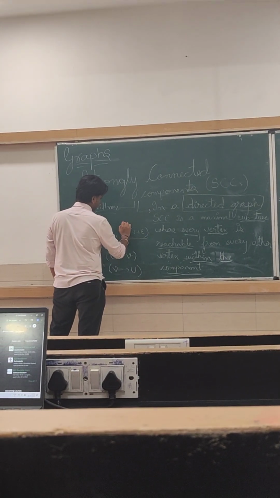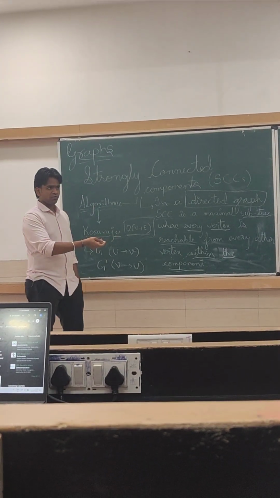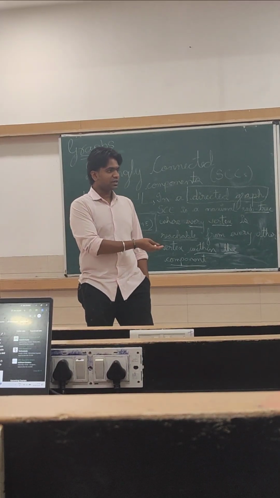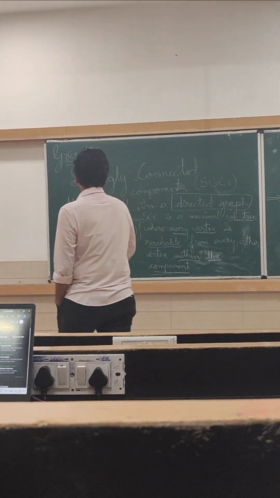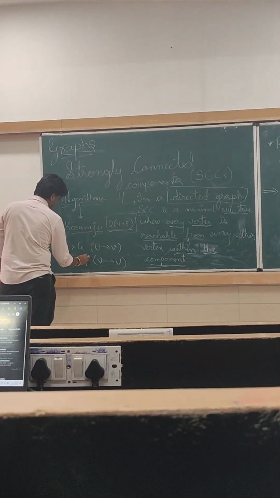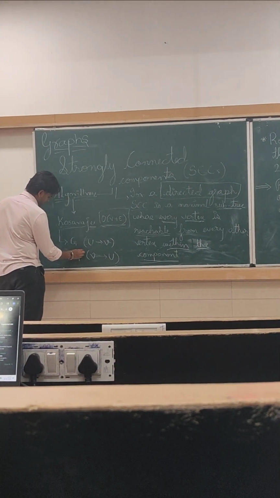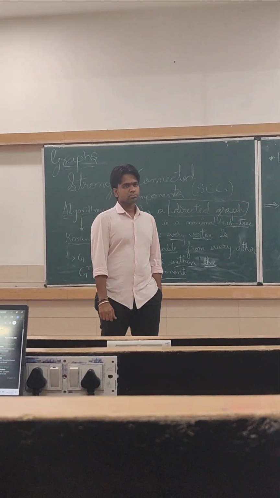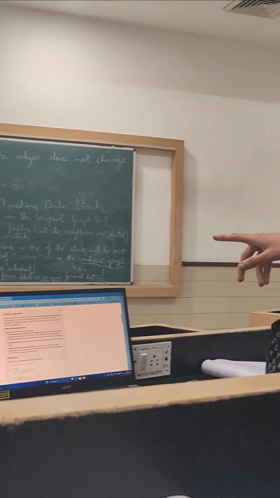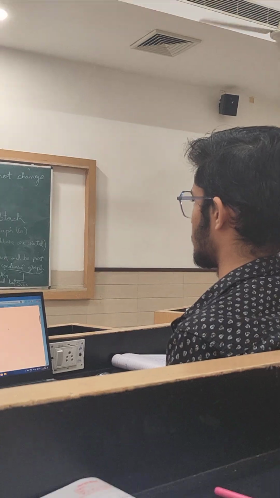The algorithm is Kosaraju's algorithm. The time complexity is O of V plus E, where V is the number of vertices and E is edges. Before that, let us see something called the transpose of a graph. Can someone tell me what is a transpose of a graph? Opposite, you can call it opposite.